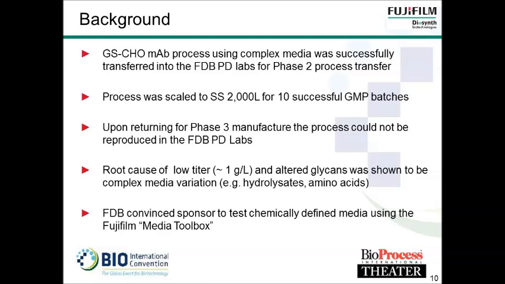And this process was scaled up to 2,000 liter stainless steel bioreactors for 10 successful GMP batches to achieve a titer around 2.5 grams per liter about 8 years ago. However, upon returning for phase 3 manufacturing, first we introduced the process back to the PD lab again. We got some big challenges. We cannot reproduce the same process as we did 7 years ago. So after a decent investigation of the root cause, even though we don't know the exact reason, all the evidence suggests the raw material and complex media variation could be the driver, including hydrolysate. I believe you all know hydrolysate is not desirable in mammalian cell culture.